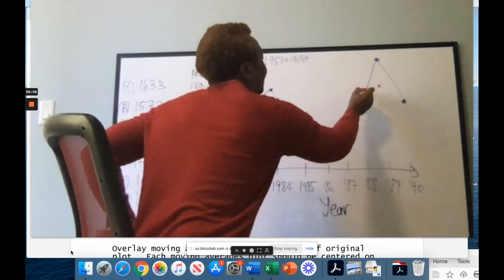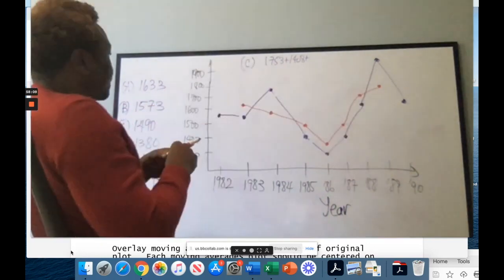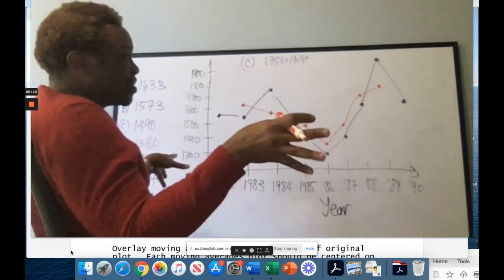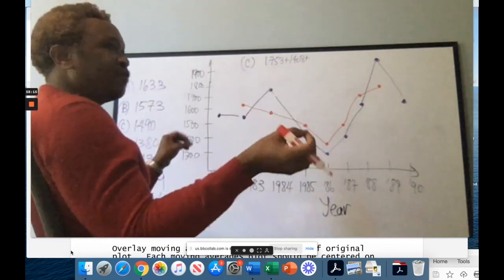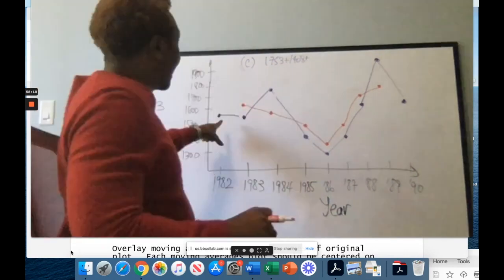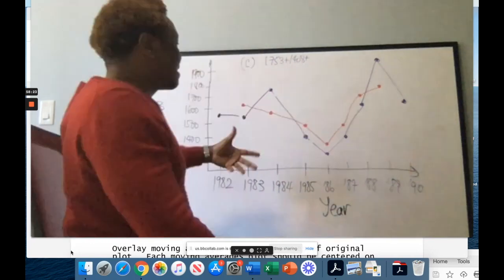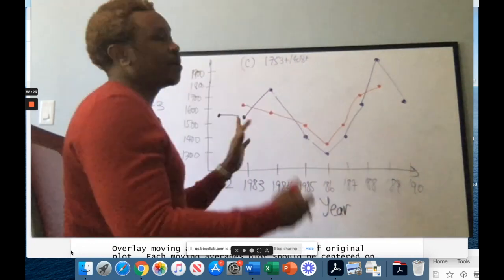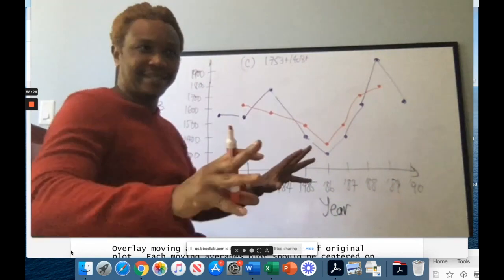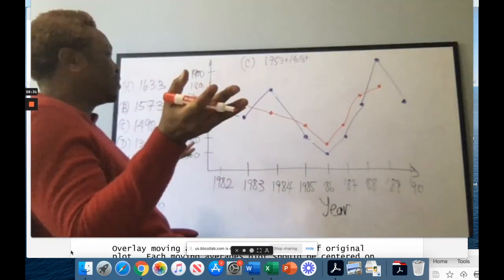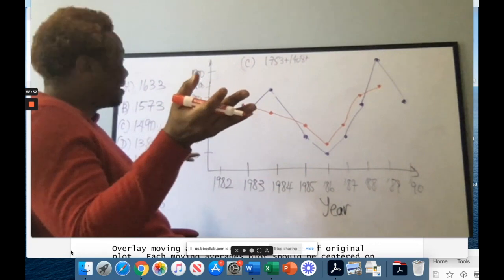See that? And what this method is supposed to do is give you a better idea of what the trend is. Whereas you may have been confused by the purple in terms of what the trend is, this process is supposed to be smoothing out the random irregular parts. See that? Now, I don't know if you can really tell what the trend is by using the red. I would guess upward trend, right?